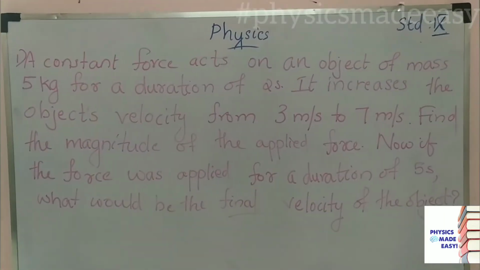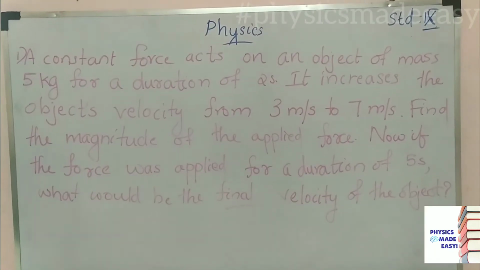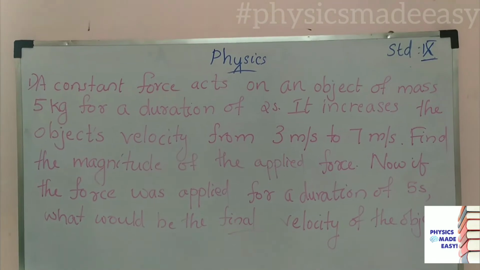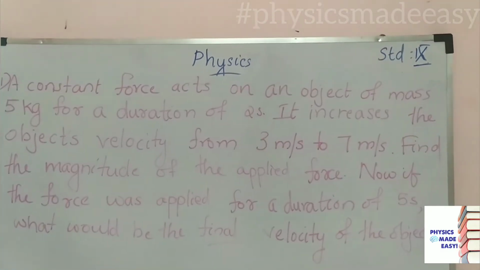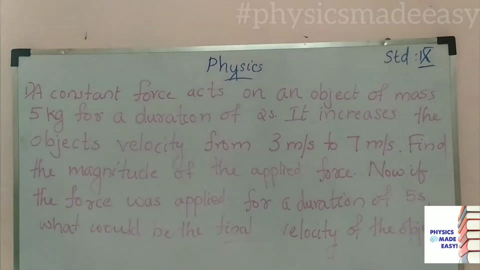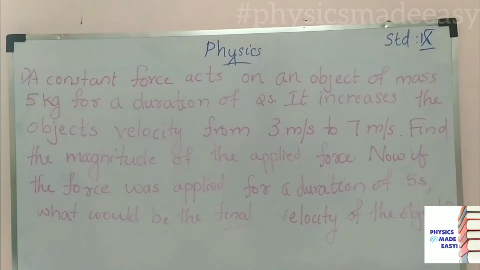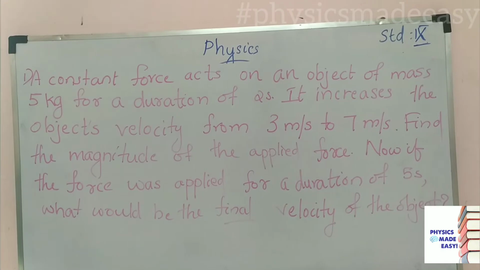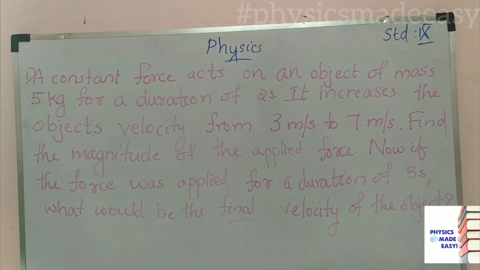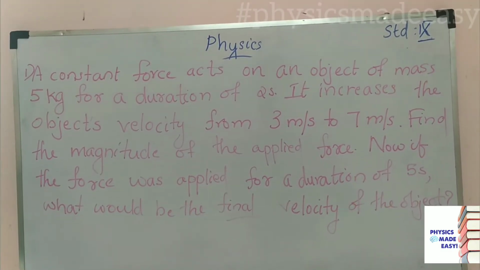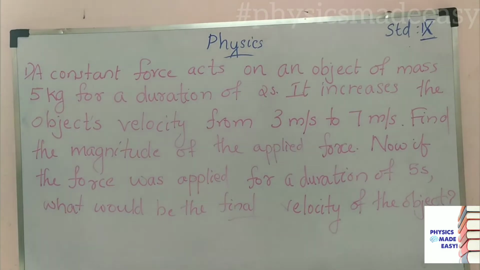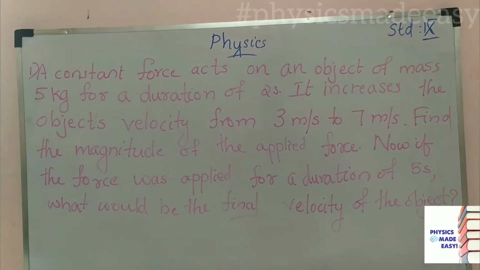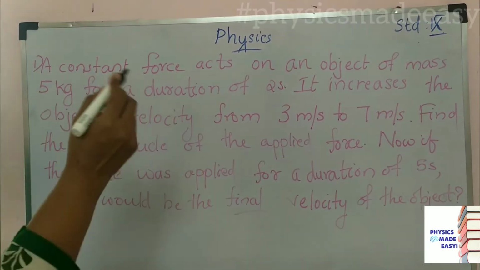A constant force acts on an object of mass 5 kg for a duration of 2 seconds. It increases the object's velocity from 3 meter per second to 7 meter per second. Find the magnitude of the applied force. Now, if the force was applied for a duration of 5 seconds, what would be the final velocity of the object? So, here you have to find the force.